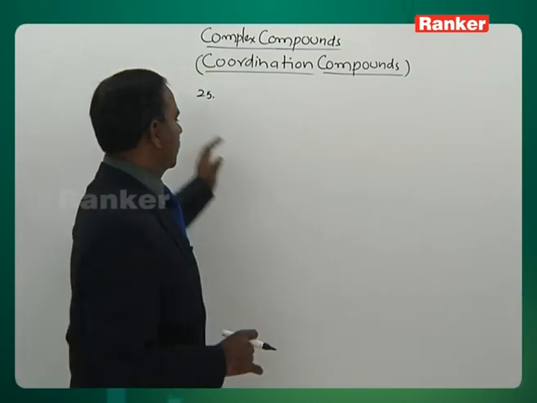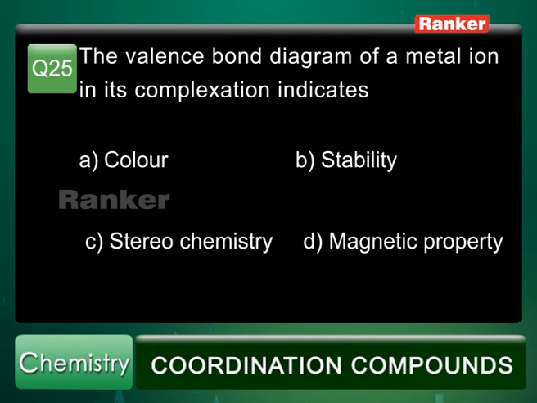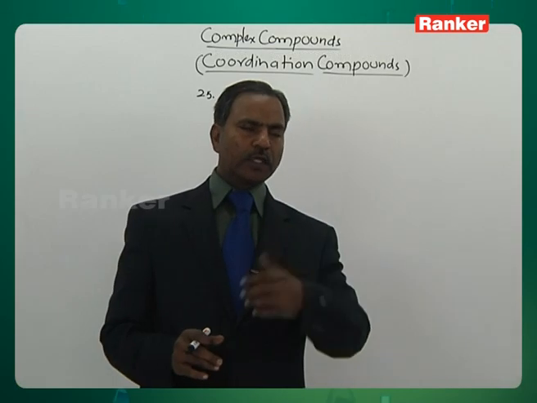Question number 25. The valence bond diagram of a metal ion in its complex indicates what? Valence bond theory indicates: A, color; B, stability; C, stereochemistry; D, magnetic property. Recollect the valence bond theory.